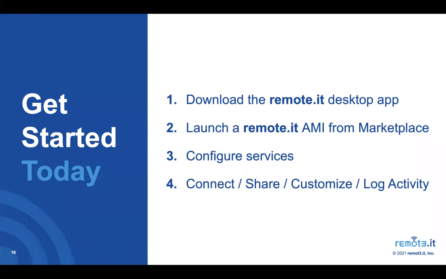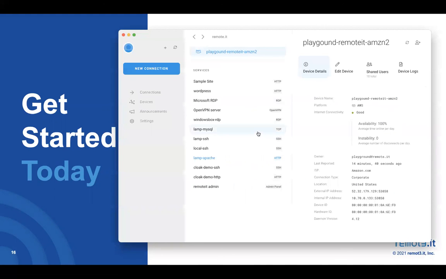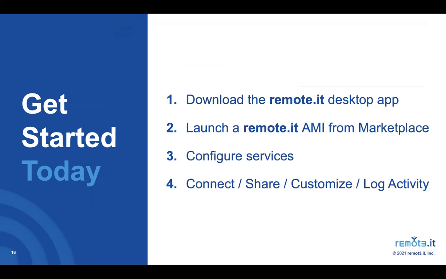And we'll send out a link to all this, but to get started, there's really these 4 steps. Download the remote.it desktop app. That's the app I've been using all along here to show the feature set. Then you'll launch a remote.it AMI from the marketplace into your AWS environment, configure some services, and then you'll be able to connect, share access, customize the launch URLs, and see the log activity.